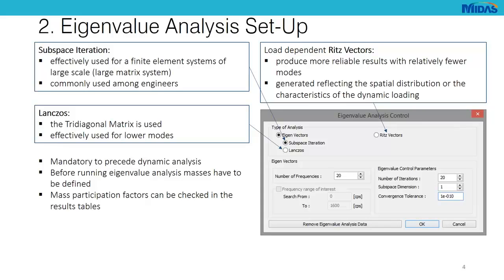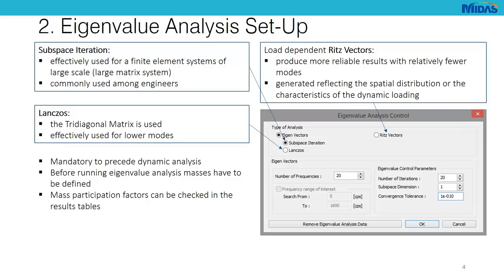Another type of analysis available is that of using Ritz vectors, which calculates the vibration properties considering loading from a load case that we define. And this is reliable when it comes to structures that have fewer modes of vibration. And just as I said, every dynamic analysis needs to be preceded by an eigenvalue analysis. This is for being able to run the dynamic analysis, and also there are checks that need to be done for the vibration modes of the structure.